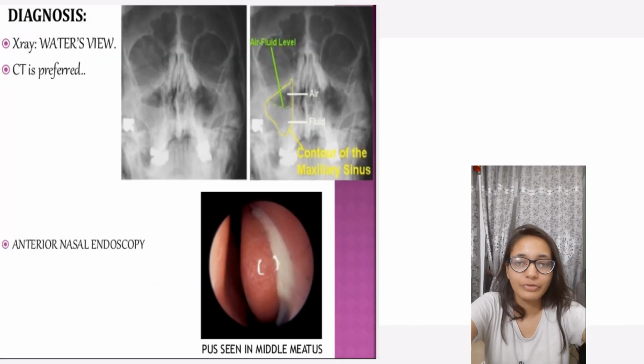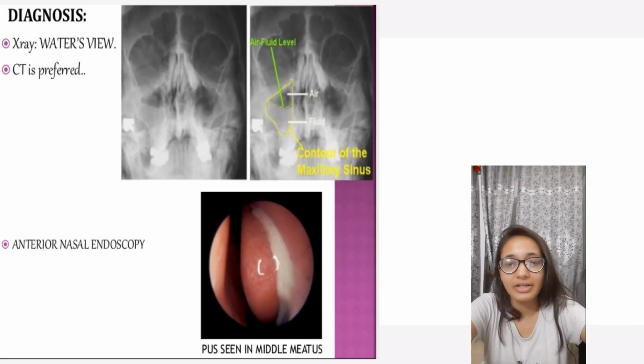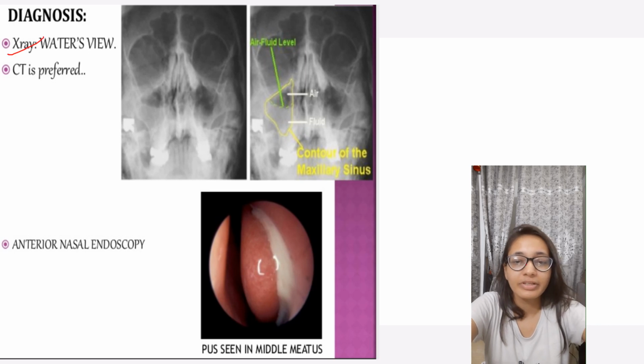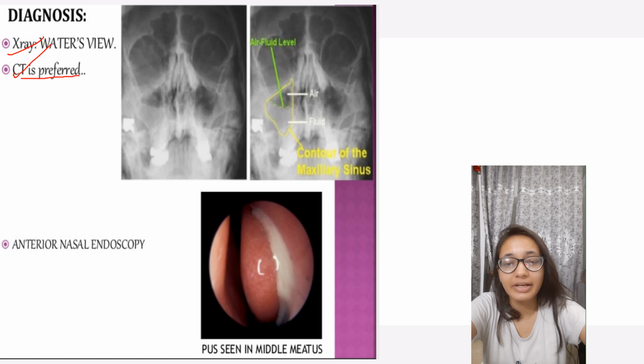From a diagnosis point of view, we can go for an X-ray, also CT. More preferred is the CT scan, but we can also go for an X-ray. In an X-ray, we go for a Waters view.